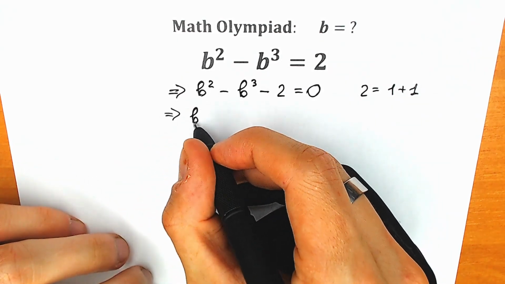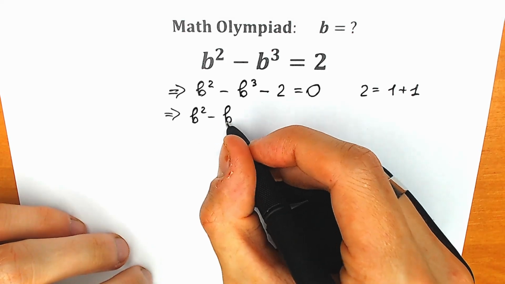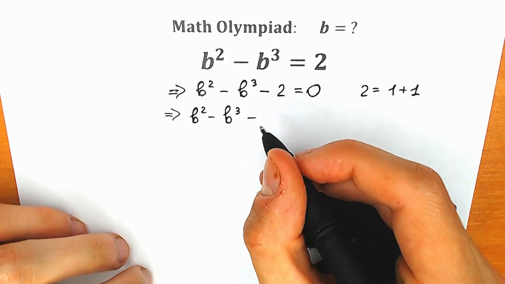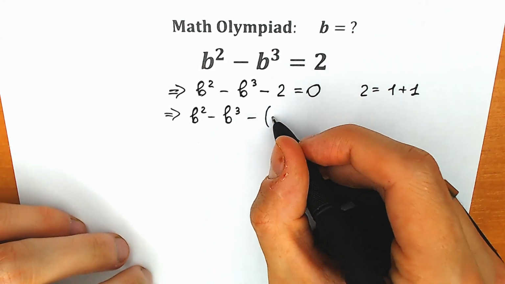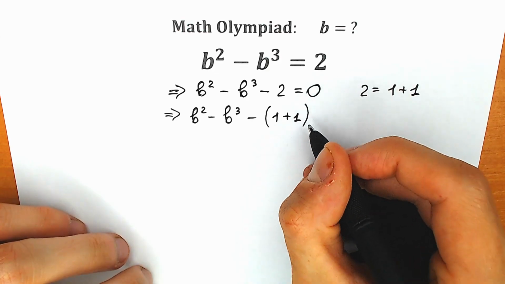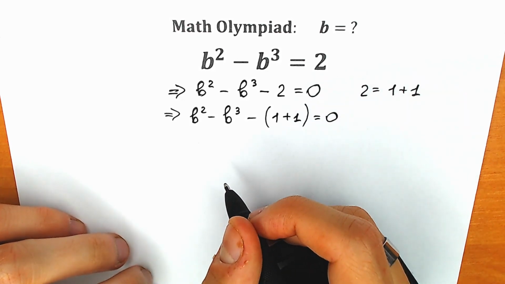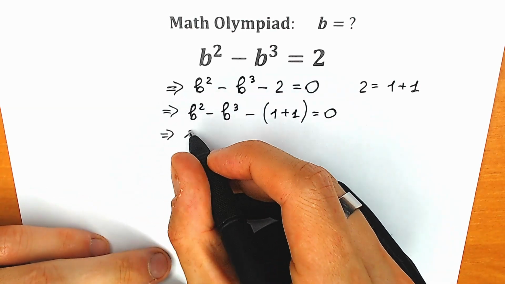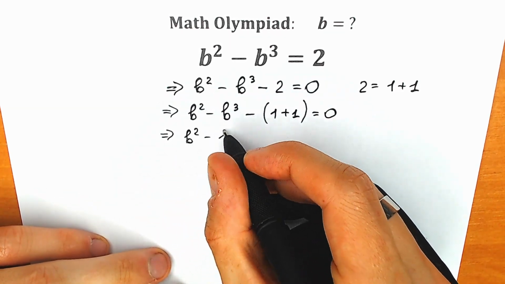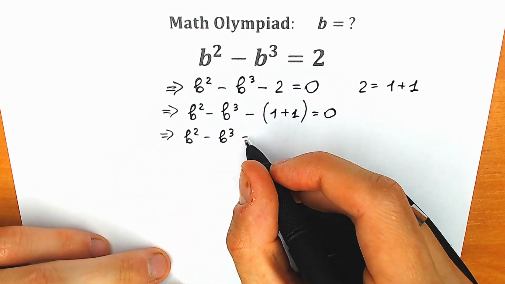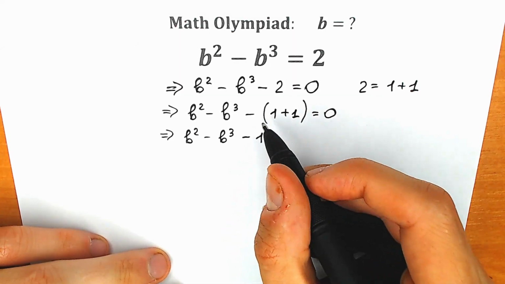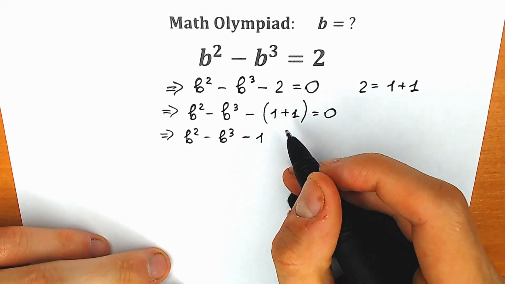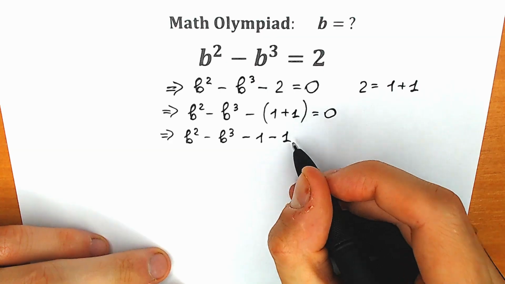So we have b squared minus b cubed, and instead of this 2, as I said before, we're going to write 1 plus 1. So we have 1 plus 1 equal to 0. Right now let's open our parentheses real quick. So we have b squared minus b cubed minus 1. We don't need this parenthesis, minus 1, and of course we need to change this sign to the opposite one because we have a negative. So we have minus 1 equal to 0.